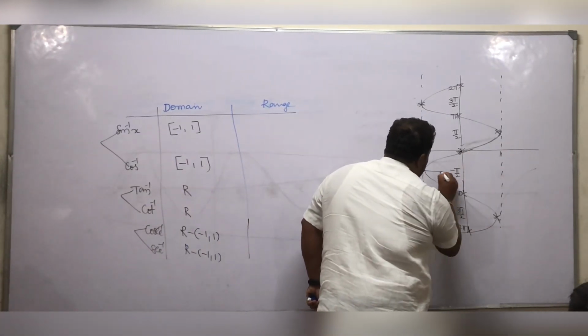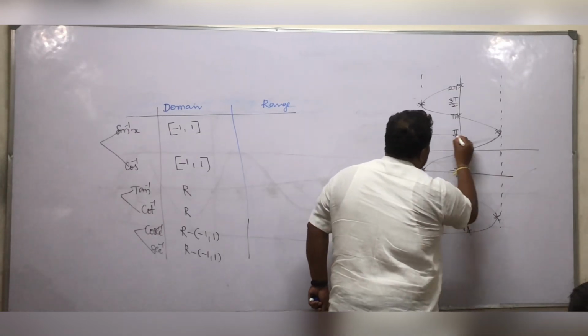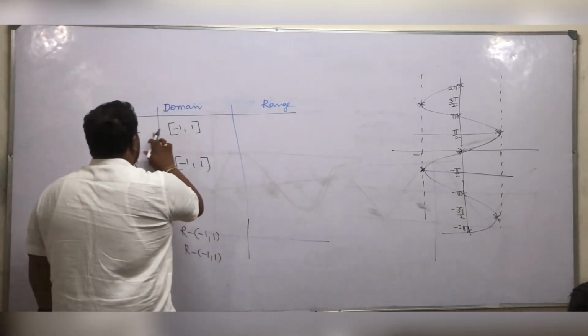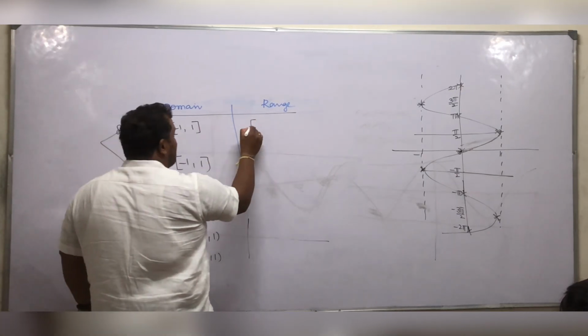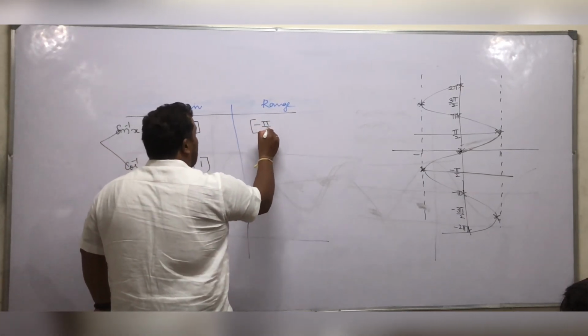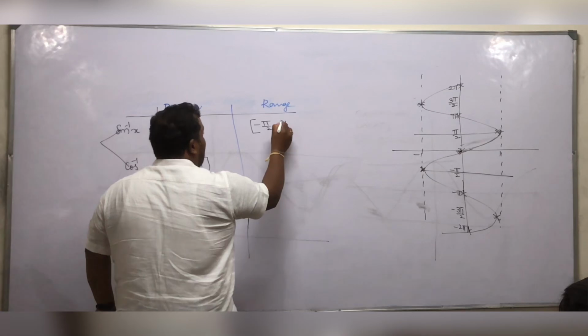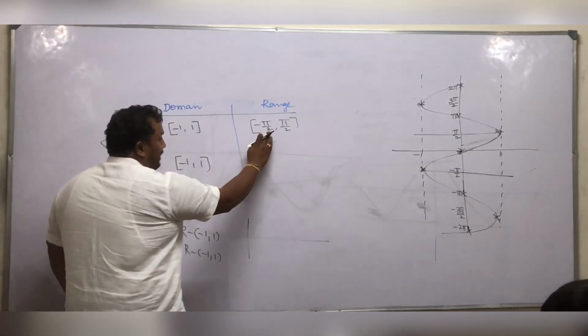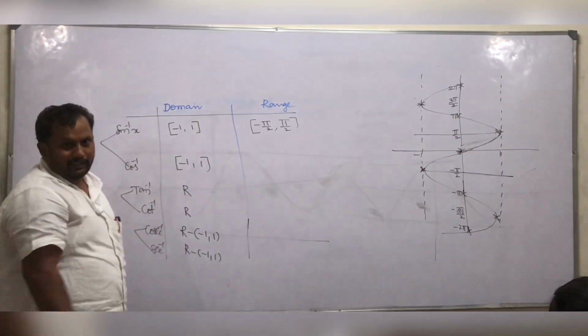0 in the start. First value, minus pi by 2. Next value, pi by 2. This is the range. Sin minus 1: the angle that satisfies minus 1 is minus 90. The angle that satisfies plus 1 is plus 90. Sin 90 degrees value is 1. Sin minus 90 degrees value is minus 1.